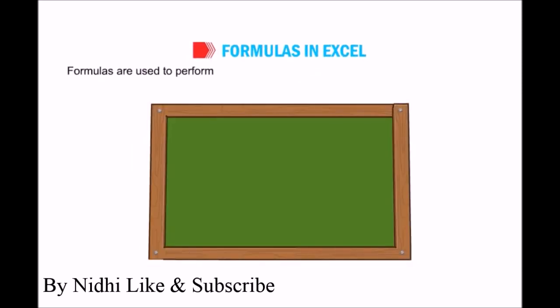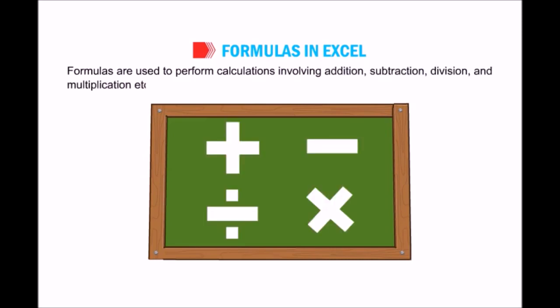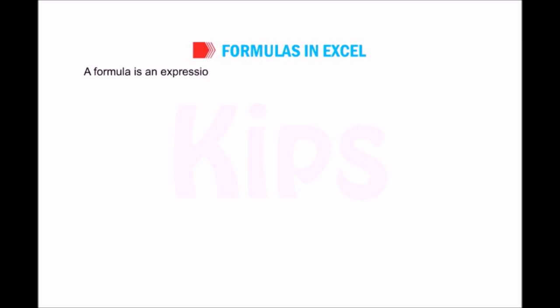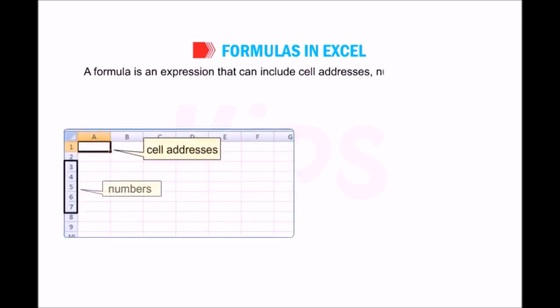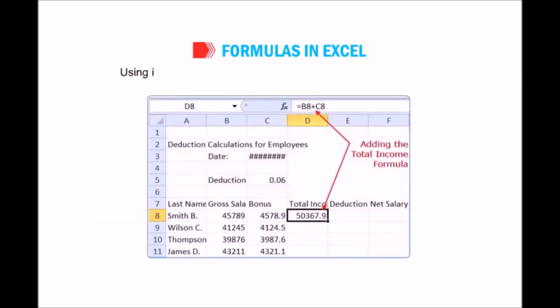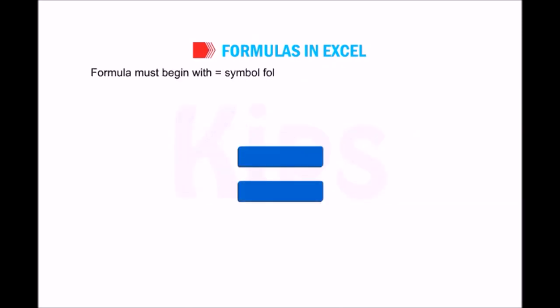Students, let us first start with the formulas in Excel. Formulas are used to perform calculations involving addition, subtraction, division, multiplication, etc. A formula establishes a relationship between two or more cells. A formula is an expression that can include cell addresses, numbers, arithmetic operators, and parentheses. Using it, you can perform simple as well as complex calculations. A formula must begin with the equal to symbol followed by cell references and operators. It may contain a few or all the mentioned elements.